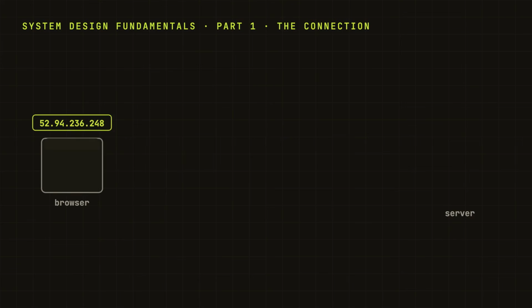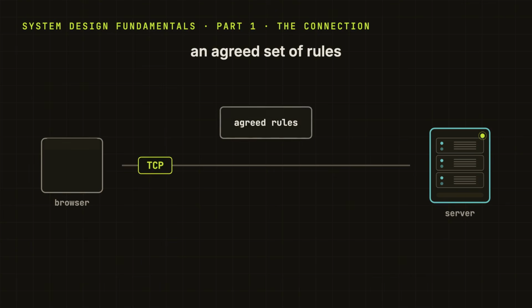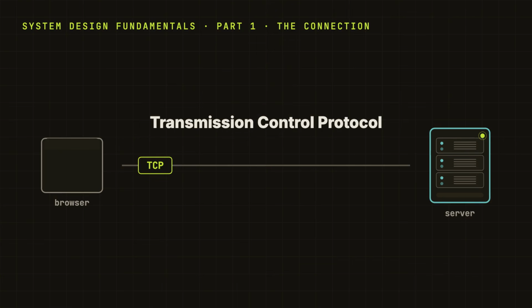Okay, so your browser has the IP address. Now it has to open a connection to that server. And the way almost all web traffic does this is with a protocol called TCP. And a protocol at high level is just an agreed set of rules for how two computers talk to each other. TCP stands for Transmission Control Protocol.